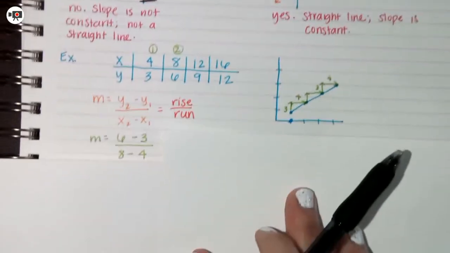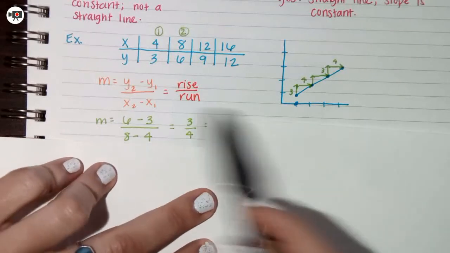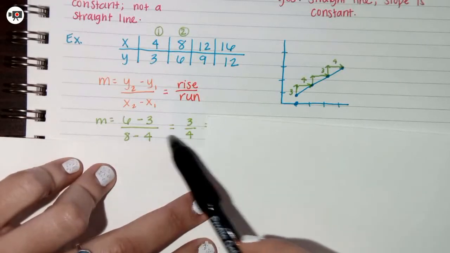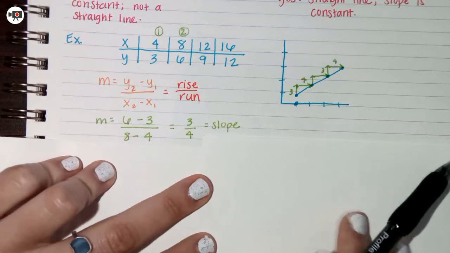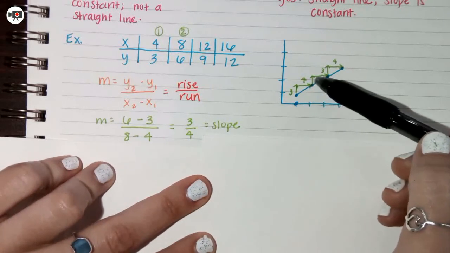So then if I do that, I'm going to get 3 over 4. 6 minus 3 is 3. 8 minus 4 is 4. And that is my slope. That means I go up 3 to the right 4. Up 3 to the right 4.